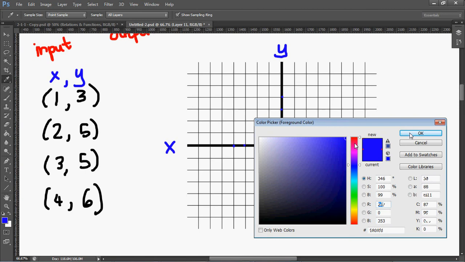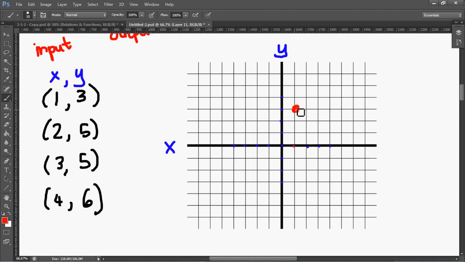And so what we want to do now is just find each point on the graph and graph it. And so let's do that. The first point is 1, 3. So that's x is 1 and y is 3. So I'm going to come over here to x is 1, and then I'm going to go up 1, 2, 3 to y equals 3. And color that in, and there you have that first point, 1, 3.